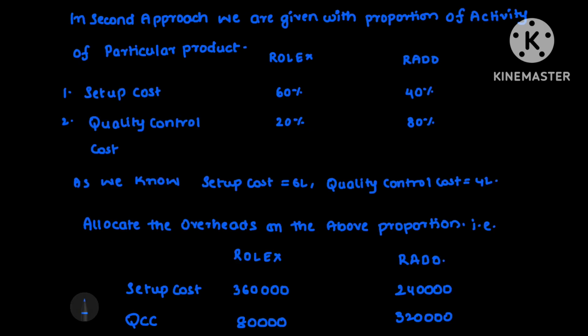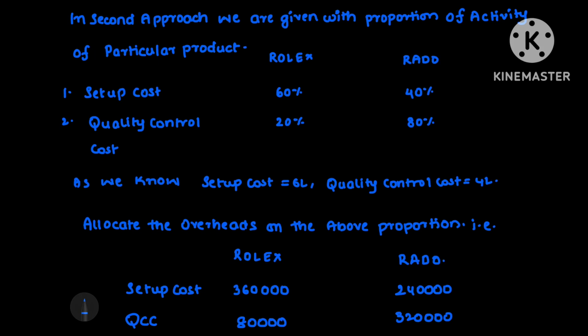In this, we know the activities are done in a ratio. For example, in the same question, the setup cost incurred for Rolex is 60% of the total setup cost and for Rado watch is 40% of total setup cost. Coming to quality control cost, 20% of total quality control cost was incurred on Rolex watches and 80% on Rado watches. As we know that setup cost is 6 lakhs and quality control cost is 4 lakhs, we can allocate the overheads on the basis of the proportion the activity is done for a product.